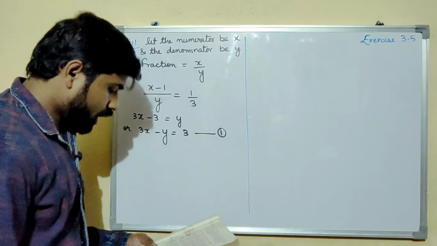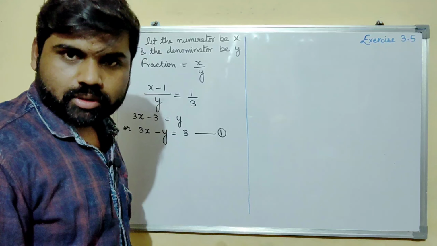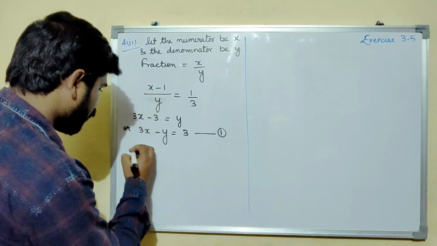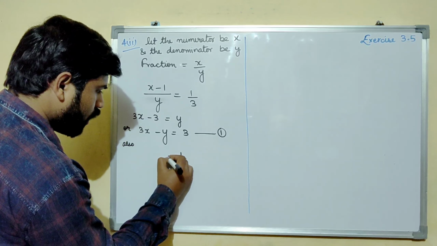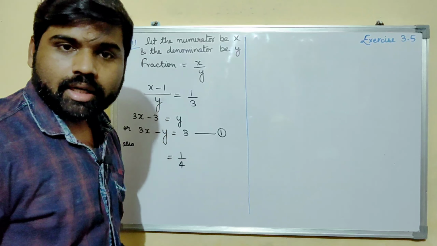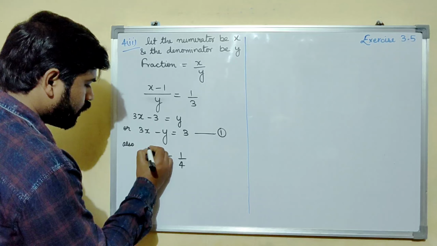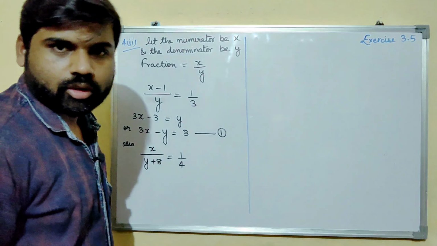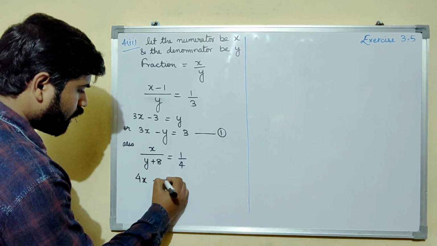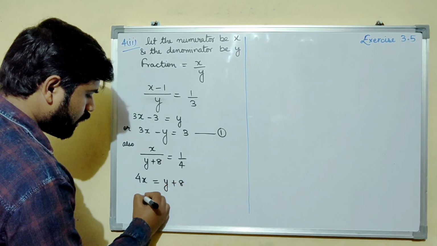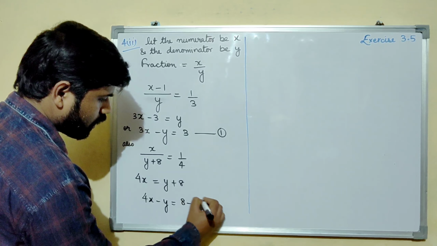This is your first equation. Okay. Now for the second condition, the fraction becomes 1 upon 4 when 8 is added to the denominator. So let us cross multiply it. 4x equals y plus 8, or you can say 4x minus y equals 8.